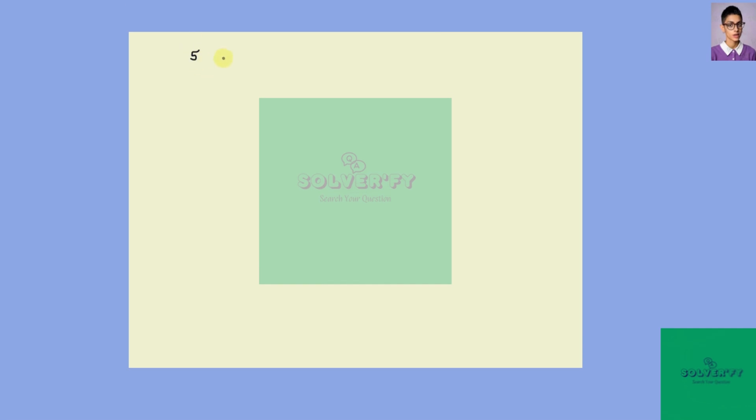Hello student, consider the following partially completed two-way ANOVA table. Suppose there are 5 levels of factor A and 2 levels of factor B. We are given some information and we have to fill in the missing values in the ANOVA table.